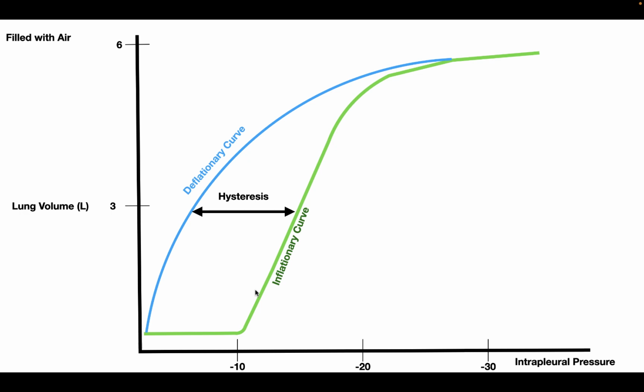When we increase the surface tension, this decreases the compliance of the lungs. And when we decrease the compliance of the lungs, this makes it harder for the lungs to expand. That's why it takes a greater pressure drop for a completely collapsed lung to increase volume than it does for a non-completely collapsed lung, as we see with the deflationary curve.